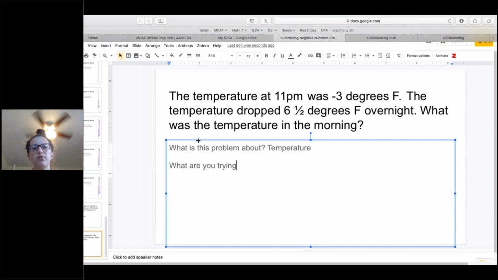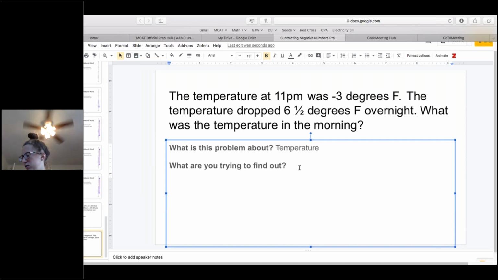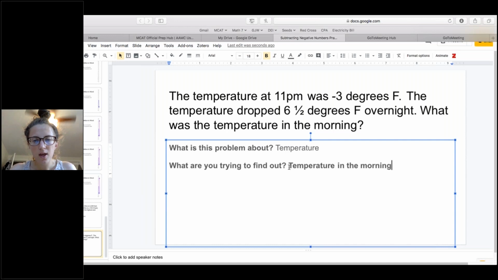What are you trying to find out here? What's your final answer going to look like? Trying to find out what the temperature was at 11 p.m. It dropped 3 degrees. The temperature dropped 6 degrees overnight. So, in other words, what don't I know? The temperature in the morning. Awesome. So I want to know the temperature in the morning.